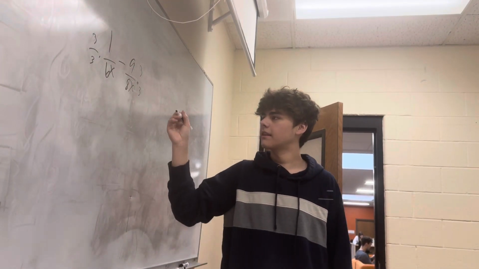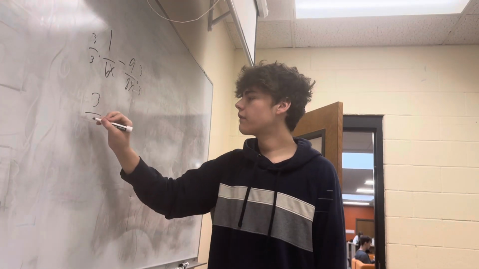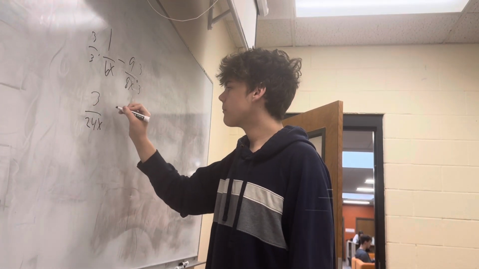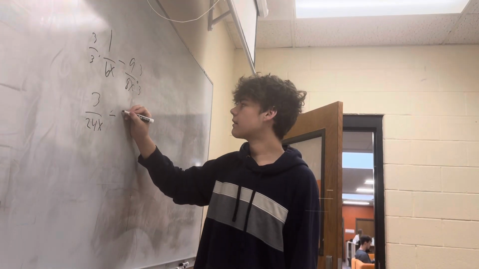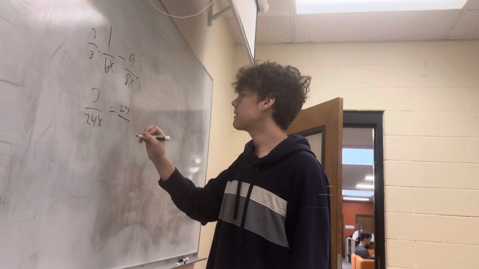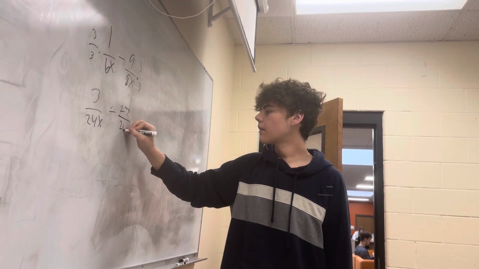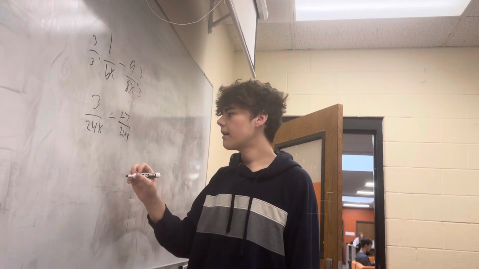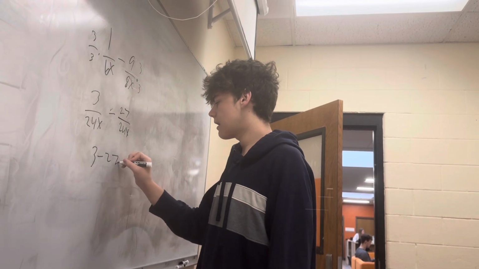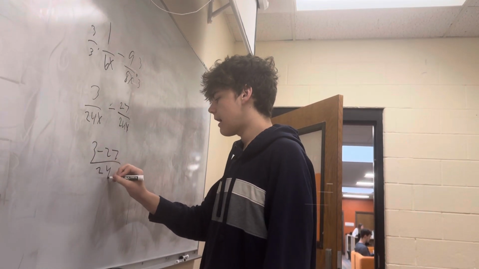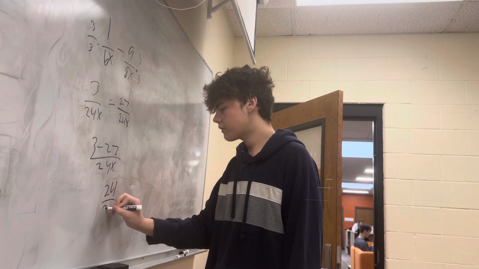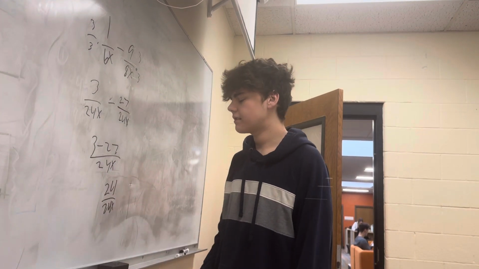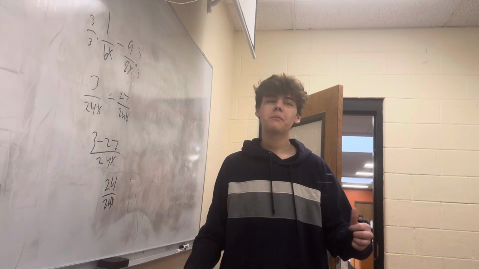And then what you get there is 3 over 24x minus 27 over 24x, because that minus makes it negative 27. Same denominator now, so there's just 3 minus 27 over 24x. All that's left is negative 24 over 24x. There's your answer. A little more complicated, but you're fine with me.